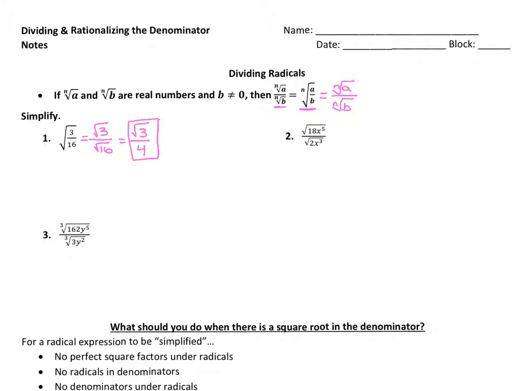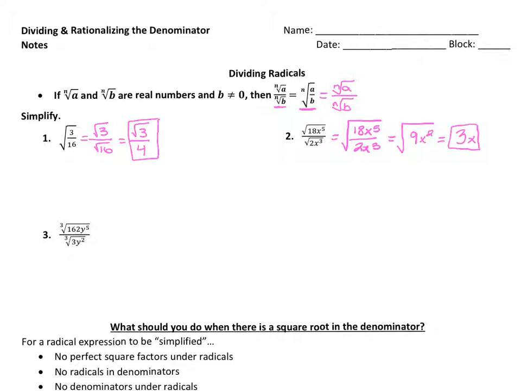So when looking at number 2, I need to remove the radical from the denominator. There's two ways I could go about this. The first way, I'm going to do the way that we did in example 1. Instead of having two little radicals, I'm going to change this to be one large radical. And once I have one large radical, I can simplify. So if I have 18 over 2, that's 9. And if I have x^5 over x^3, that's x^2.